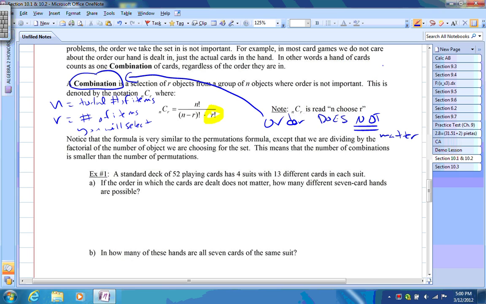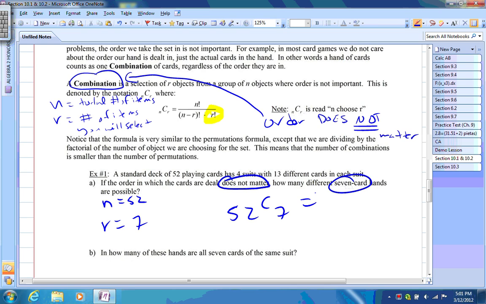So let's look at this card example. You have 52 playing cards, and we assume that most playing cards have 4 suits with 13 different cards in each suit. Order does not matter, because we use combination. How many different 7-card hands are possible? Okay. So N has to be 52, because I have 52 total cards. R is going to be 7, because we're selecting 7 cards. So we do 52C7, and that's it.